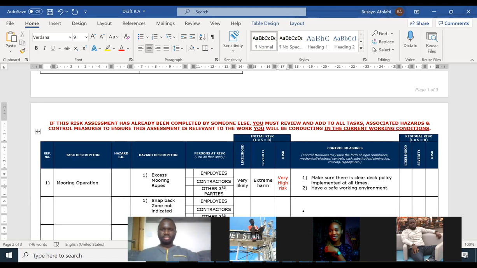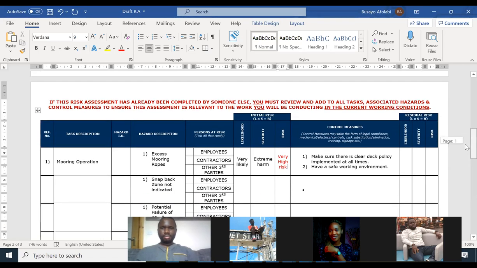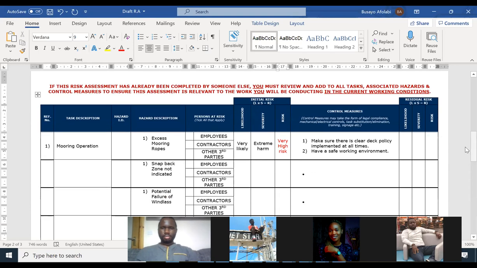So after we put our control measures, we have to make sure there is a clear deck policy implemented at all times and a safe working environment. So after putting this control measure in place, what is the likelihood?